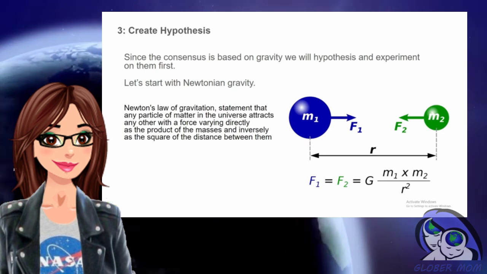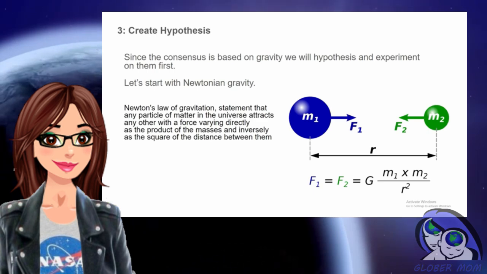After seeing step 2, he did get steps 2 and 3 backwards. He is putting the cart before the horse with his proposed arguments. Step 3, create hypothesis, should actually be step 2, since his hypothesis is, does the orange fall down due to gravity, or could there be another explanation? Let's start with Newtonian gravity.